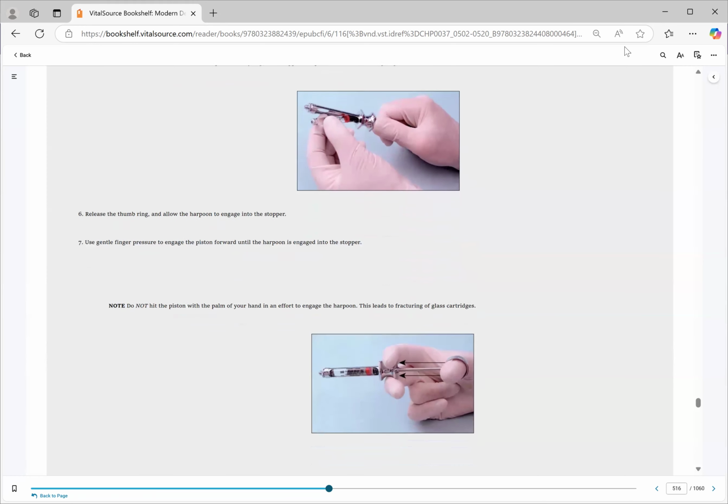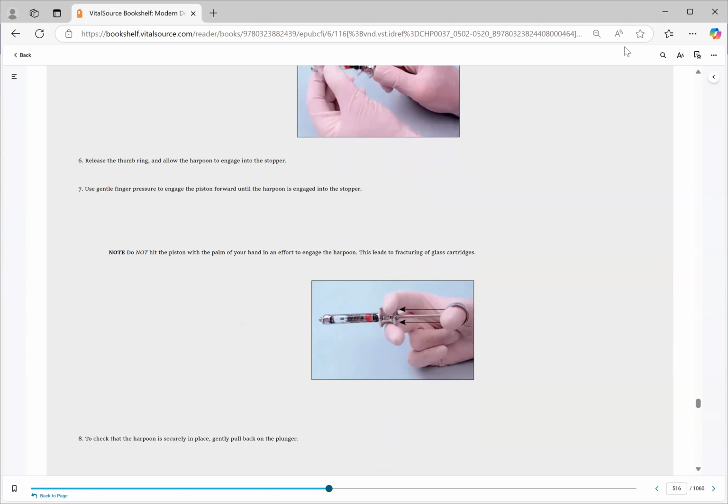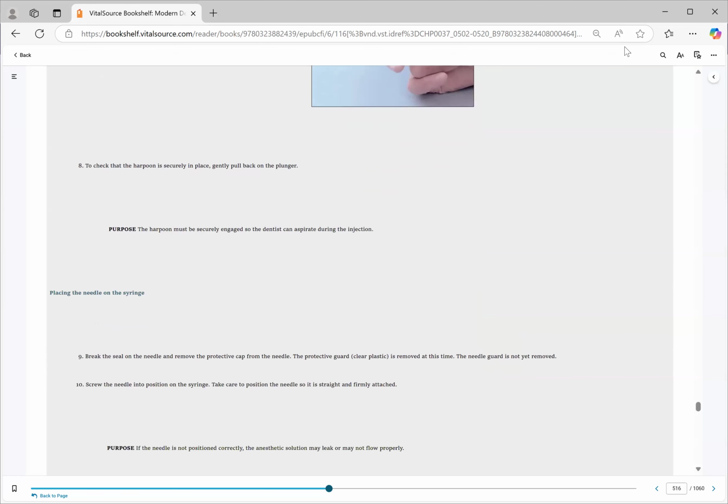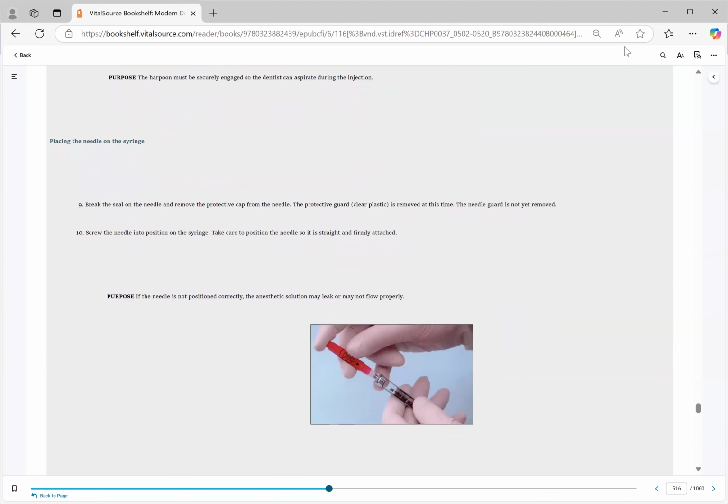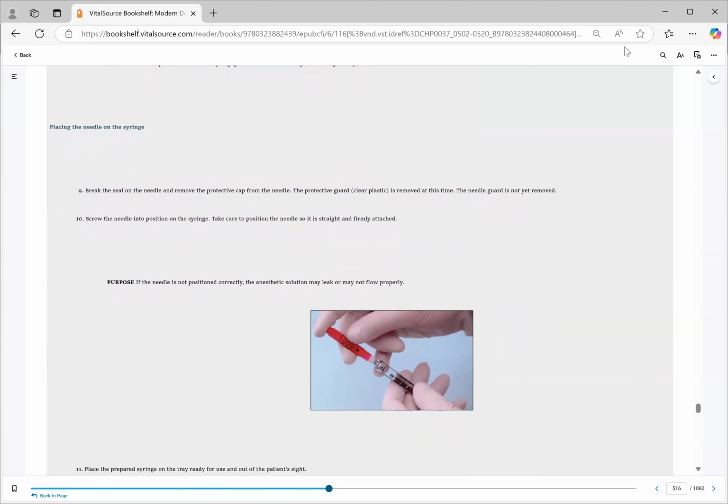Then we're going to use gentle finger pressure to engage the piston forward until the harpoon is engaged into that stopper. To check that the harpoon is securely in place, we're going to gently pull back on the plunger. We're going to break the seal of the needle and remove the protective cap. The protective guard or clear plastic is removed at this time. The needle guard is not yet removed.